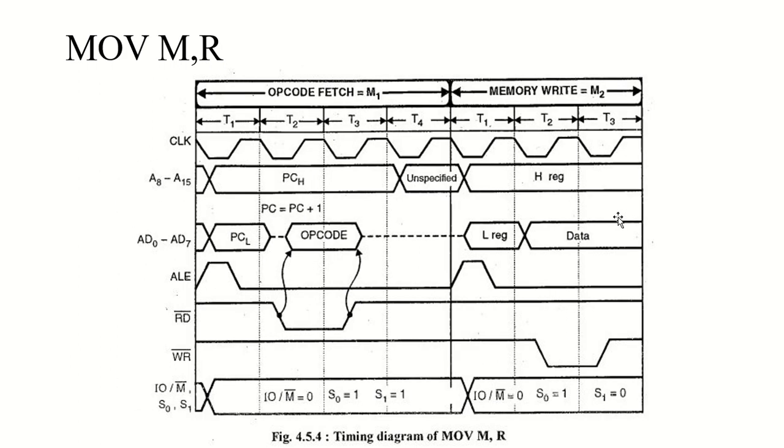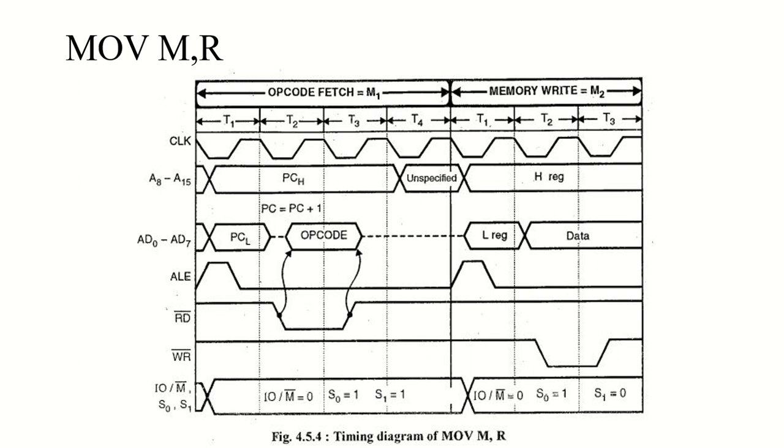Then we have the next instruction, MOV M comma R. So here what we are going to do is move something that exists in a register to some pointed memory address, right? The content of the specified register will be written into the memory location specified by the HL pointer, whenever we execute this instruction.